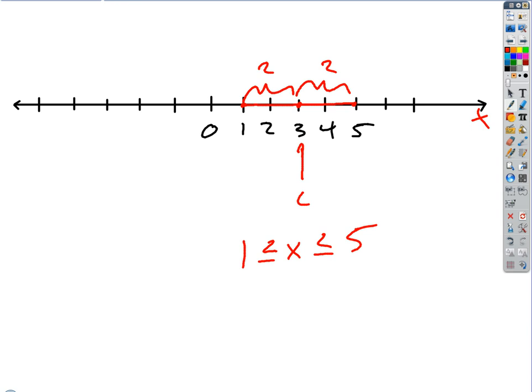Now, you don't need to invoke anything two-dimensional here. This is just a line. All we need is just an x in it. We don't need any y's at all. We're just talking about x values. We'll try a couple things.